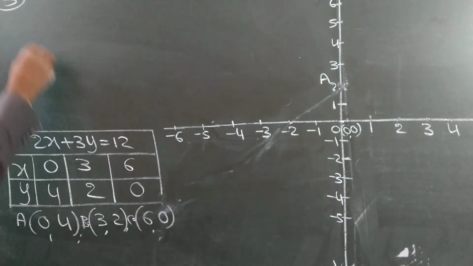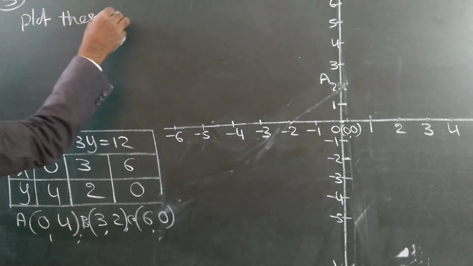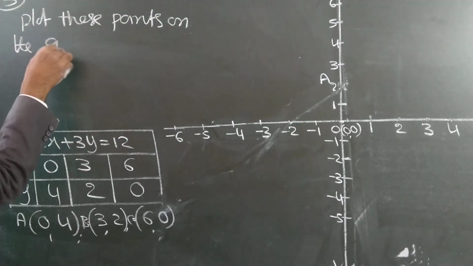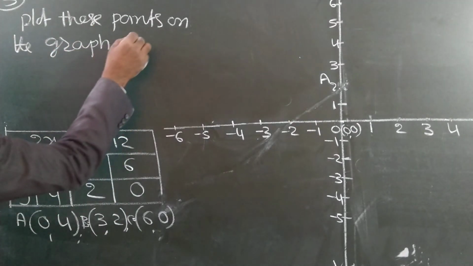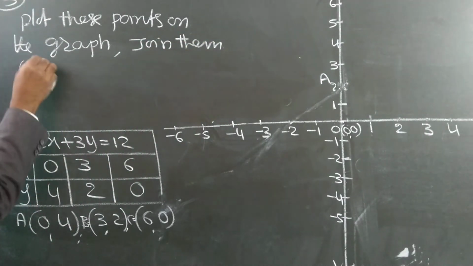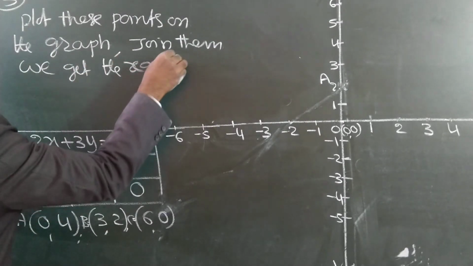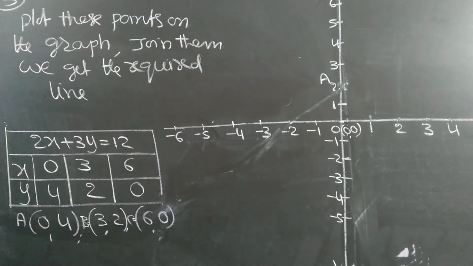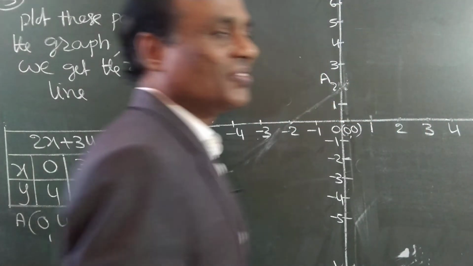Right. Plot these points on the graph. Join them, we get the required line. That is our answer. Plot these points on the graph, join them, we get the required line. So what line are we getting?